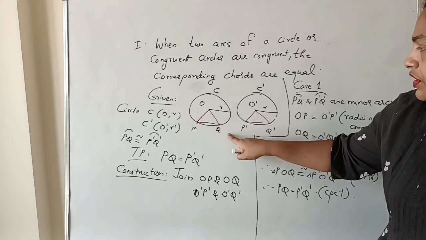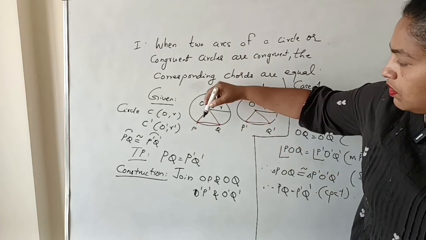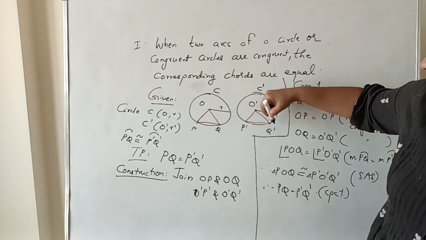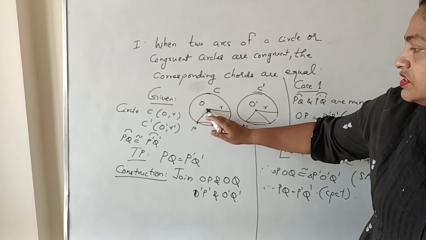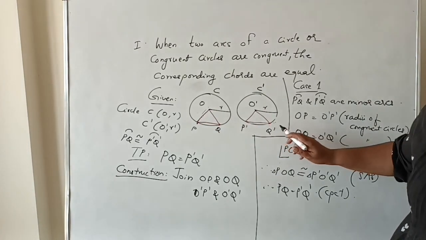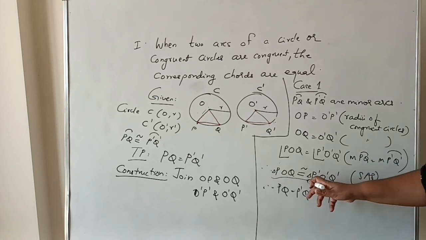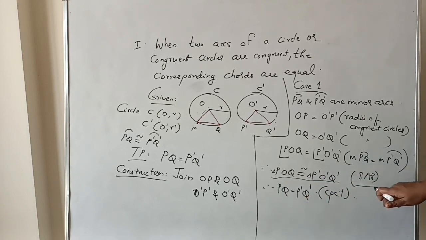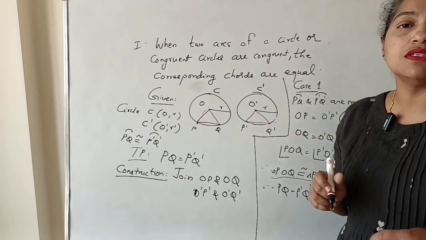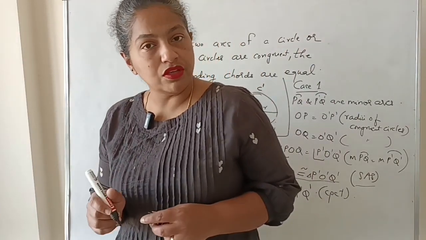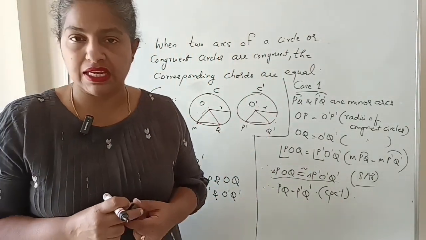Now, angle POQ is equal to angle P dash O dash Q dash. The reason being, we already know the arcs PQ and P dash Q dash are equal. Therefore, the degree measures of the arcs, which are POQ and P dash O dash Q dash, are also equal. We have already discussed this. Now, the triangles are congruent by SAS congruence, side angle side. Therefore, PQ is equal to P dash Q dash, because of CPCT, corresponding parts of congruent triangles. This is the proof when the arcs are minor arcs.